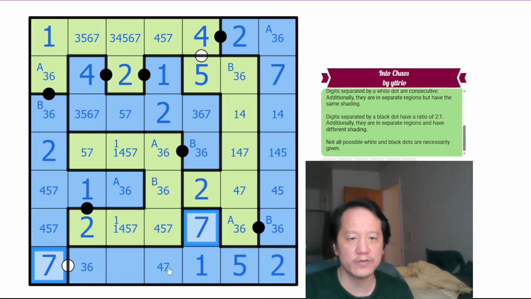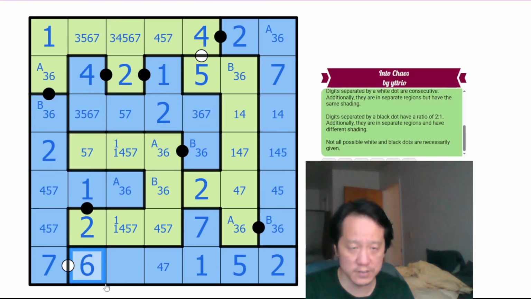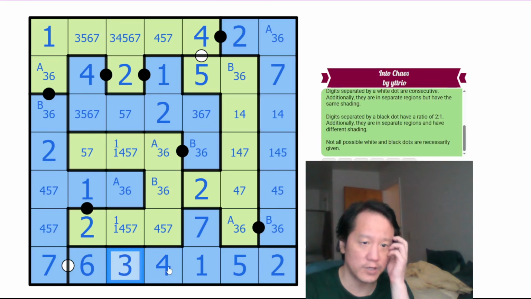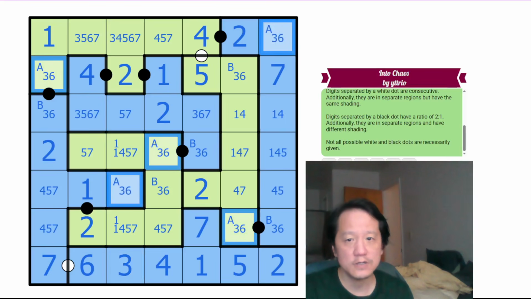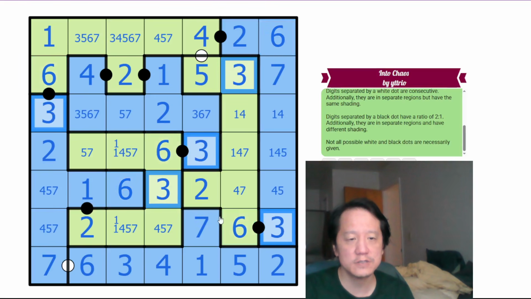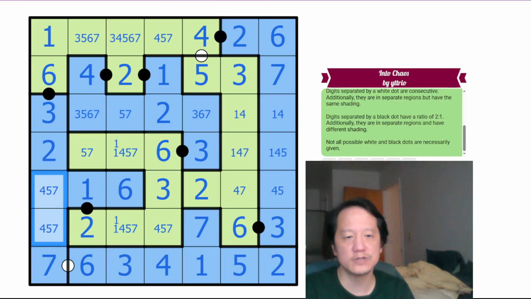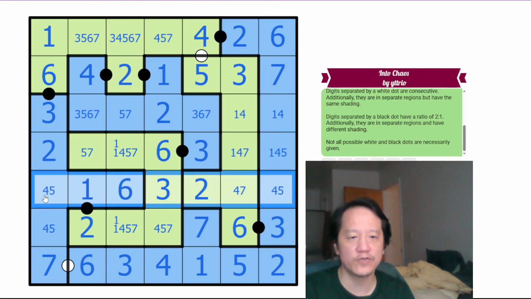So this is 7, which means it's consecutive with 6. 7 eliminates 7 here, so it's 4. That leaves this as a 3. So then A has to be a 6. So all the A's are 6s, all the B's are 3s. This can't be 7 because of 7 in the box. So this is 4, 5 as a pair. This 4, 5 pair eliminates 4 and 5 in the rest of the row. So this can't be 4, it's 7.